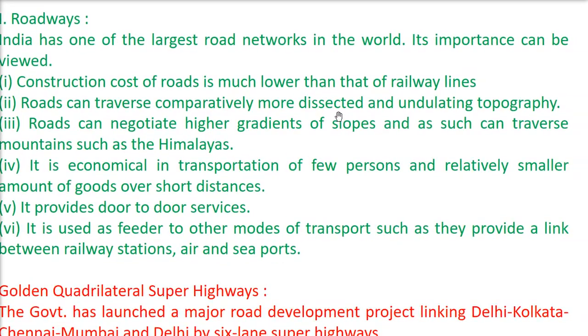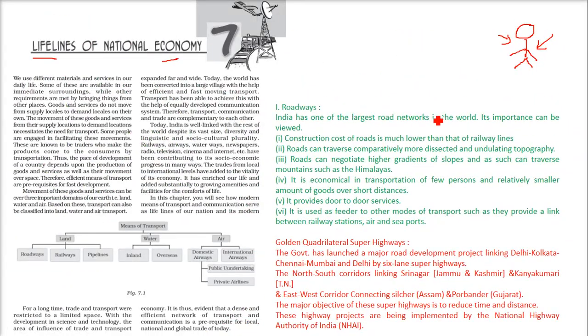Then in dissected and undulating topography, we can still form roads. We cannot make railway tracks here, it is very difficult. If you go to Darjeeling or Shimla, where trains are running, there are small meter gauge railways there, not the big broad gauge. So roads can be made on dissected and undulating topography.